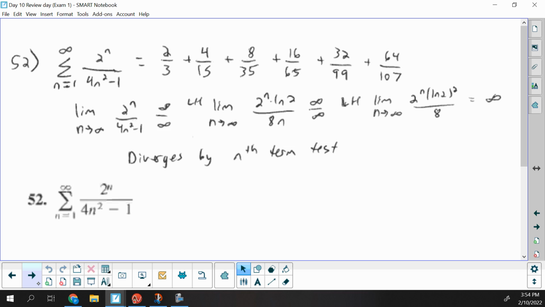So if we write out a few terms, it appears like they're getting bigger. For example, 32 over 99 is less than a third, but 64 over 107 is more than a third. So it looks like they're getting bigger. So let's maybe investigate the nth term. As n approaches infinity, you get infinity over infinity, so do L'Hopital's. Then you'll get infinity over infinity again, so do L'Hopital's. Only n's are left in the numerator, so that will go to infinity. Because the terms aren't going to 0, that diverges by the nth term test.